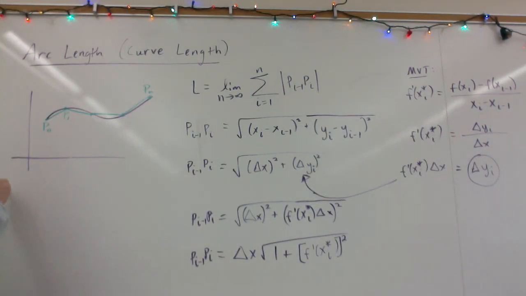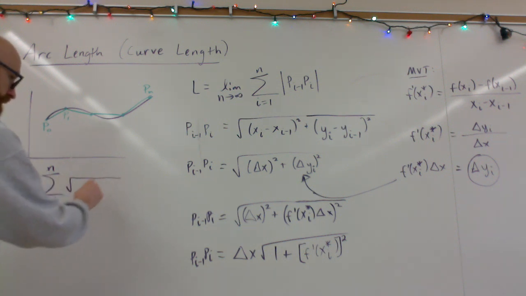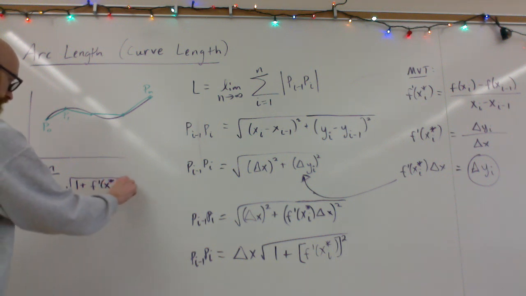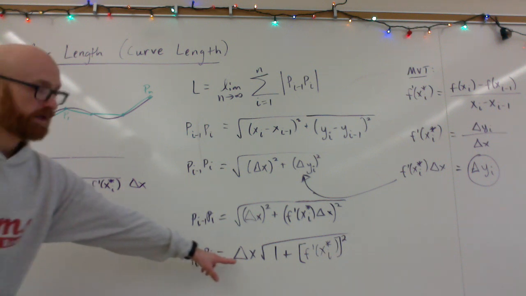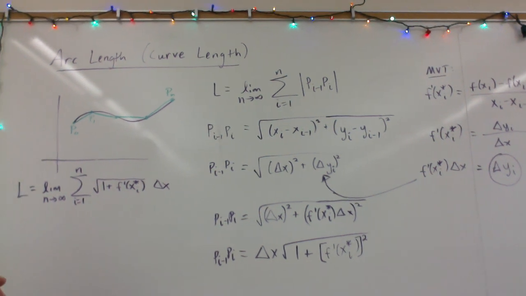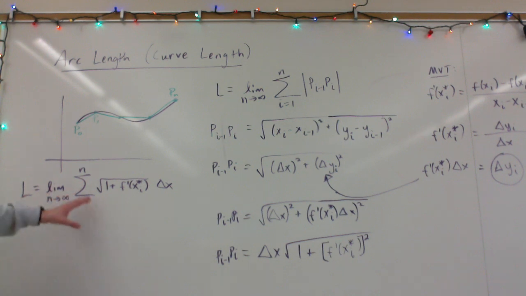So L will equal the limit as n goes to infinity of the sum as i goes from 1 to n of our new expression for p sub i to p sub i minus 1. I'm going to do one little thing, which is, you'll see why in a second, just flip the order. In other words, I'm keeping delta x out of the root, but I've moved delta x to the right side. And that's just so that it begins to more directly evoke thoughts of integrals. So this is our new L formula.